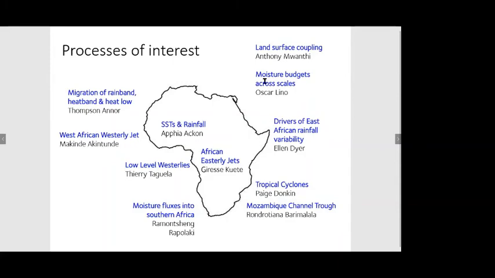And then finally, the two fellows based in Nairobi look at taking a more Pan-African approach, and Anthony Wanthi is looking at land surface coupling, whilst Oscar Lino is developing diagnostics to analyse moisture budgets across scales. So sorry that I'm not showing you any results today. It's a little bit limited on time, and also I wanted to let the fellows present their results themselves later.